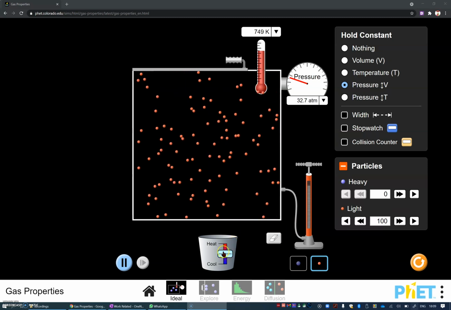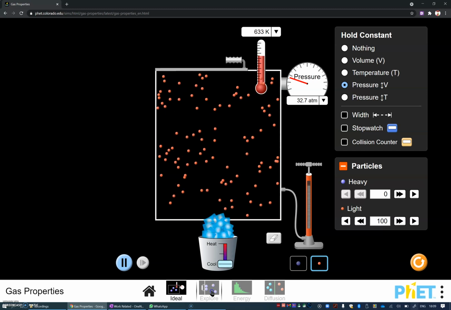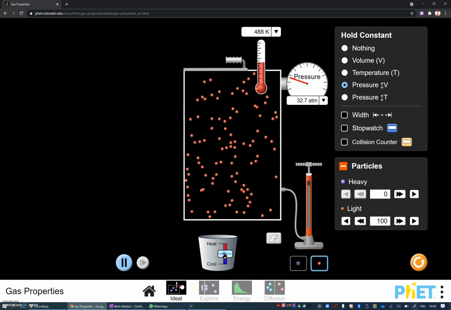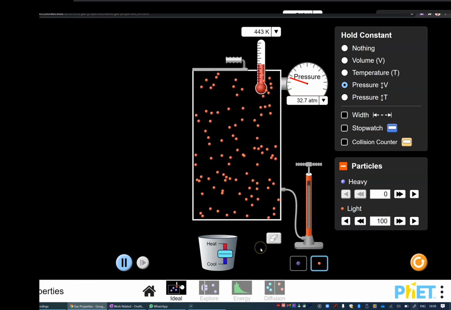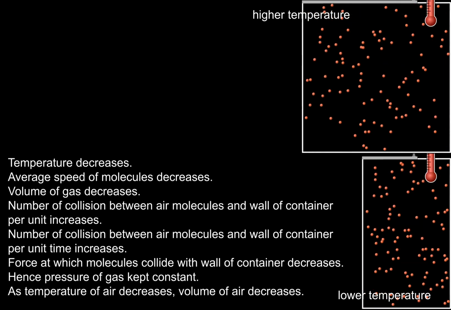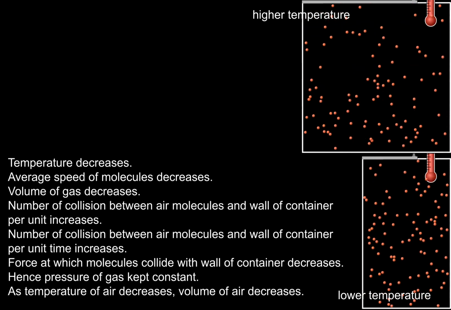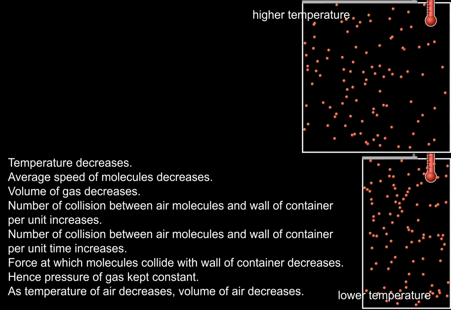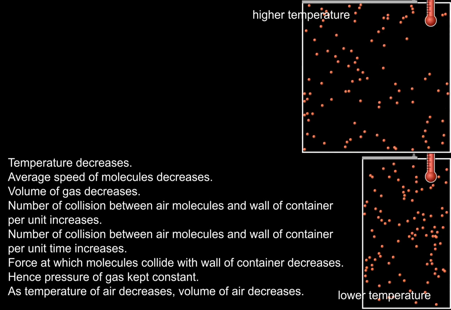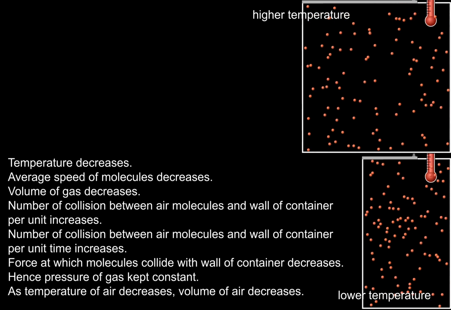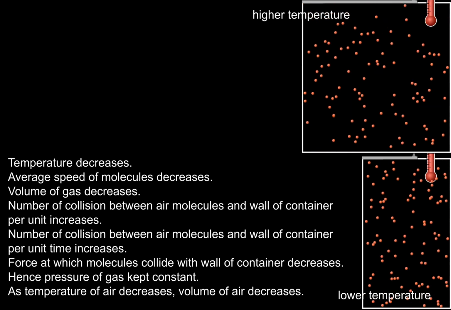Now I'm going to decrease the temperature. And what's the first thing that you observe when I decrease the temperature? Okay, the first thing that you observe is that the average speed of the molecules actually decreases. Now it may not be very obvious to you, but what you need to do is isolate a section of this chamber, and then you can see that the average speed of the molecules actually decreases. And the volume of the gas starts to decrease.